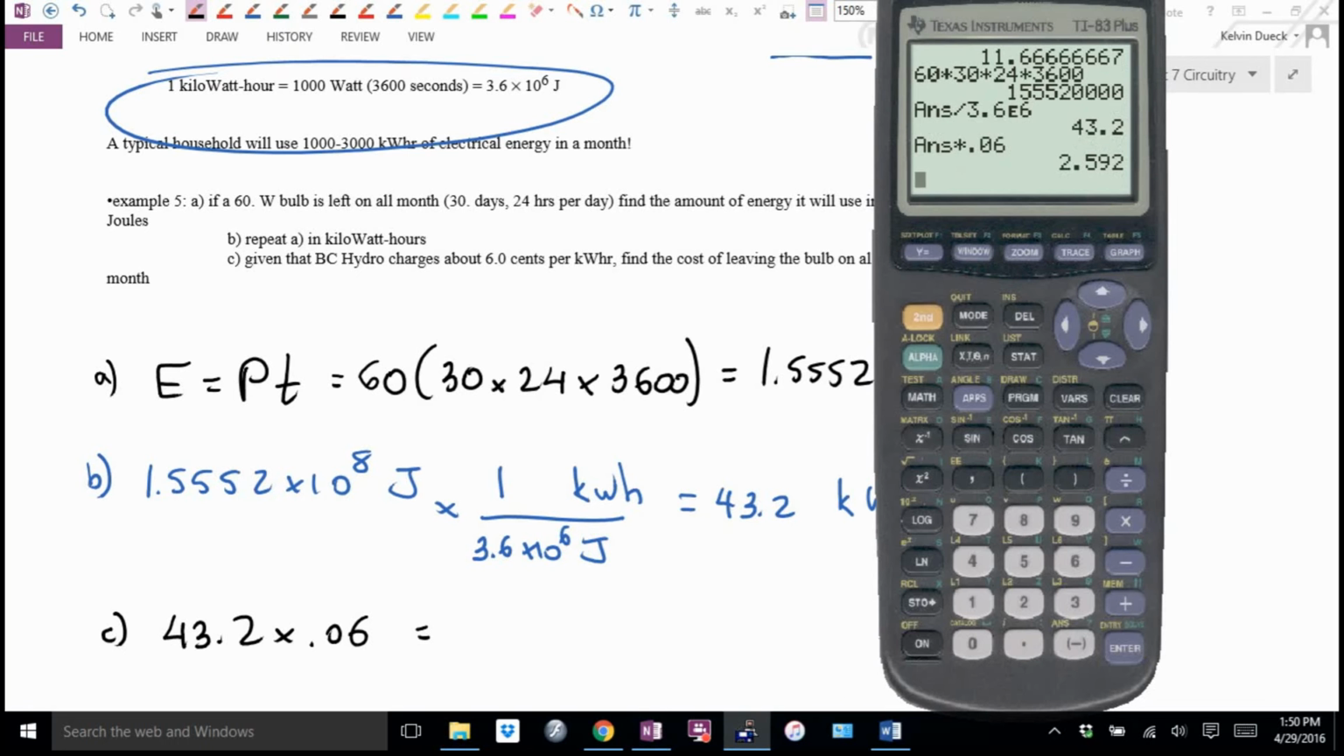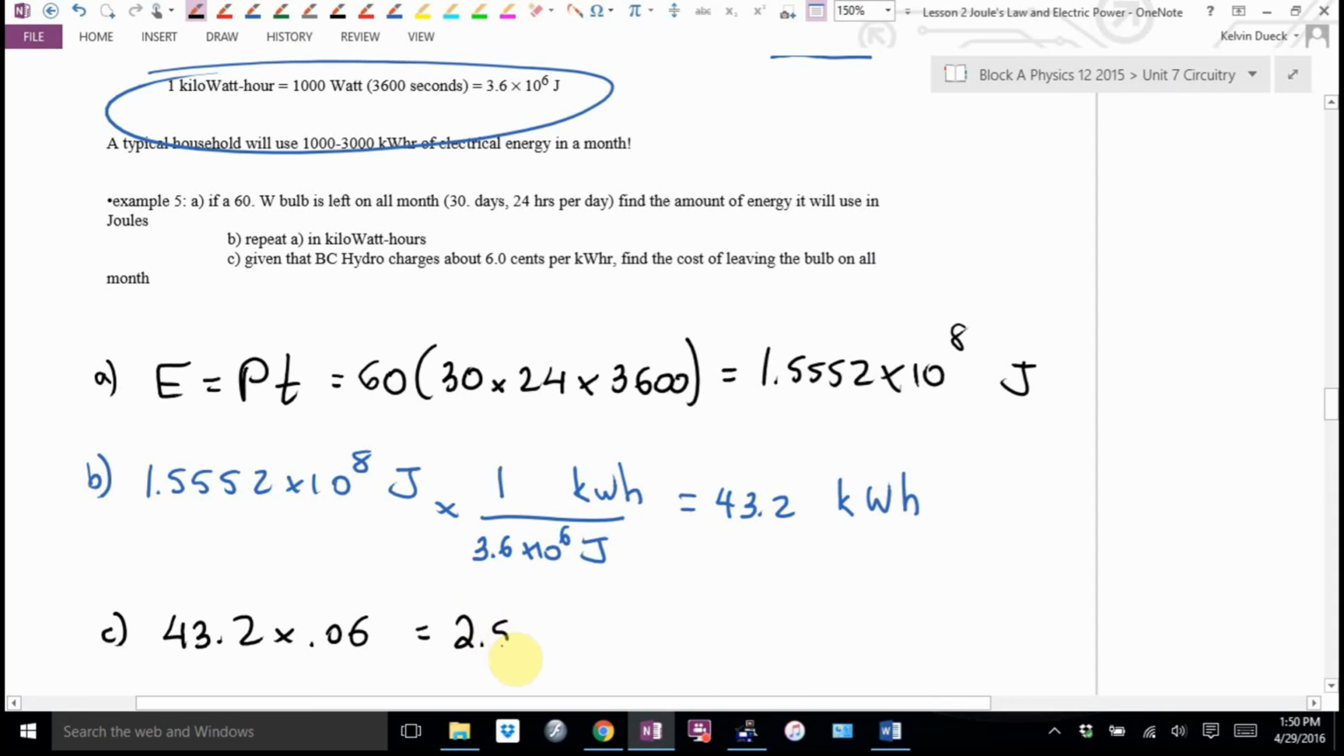Leaving a bulb on for an entire month costs how much money? It's too cheap. I'll go $2.59, although they'd probably round up. We're so good right now at creating electricity, especially here in BC. Here in BC, how do we generate most of our electricity? Do we have coal-burning natural gas plants, coal-burning plants? No. Do we have nuclear power plants? How do we get our power?